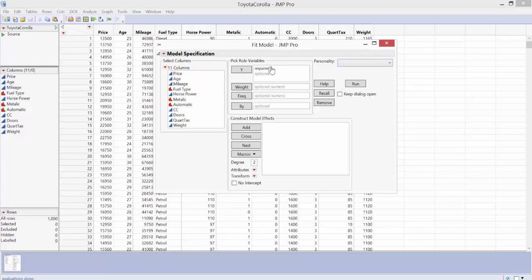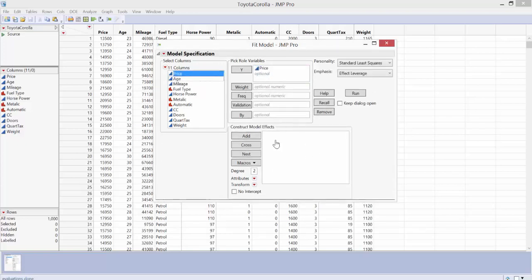Y is my target variable, which in this case is price. That's what I'm trying to predict. Everything else goes in this area, Construct Model Effects. My independent variables, or predictors, or in the regression case, they're also called regressors, the variables that I'm using to predict the target, all go in here. But for now, I'm using a simplistic approach. I'm saying all these things such as age, fuel type, horsepower, number of doors, not important. Mileage is the only thing that I'm going to use. So I'm going to add that into the model effects.